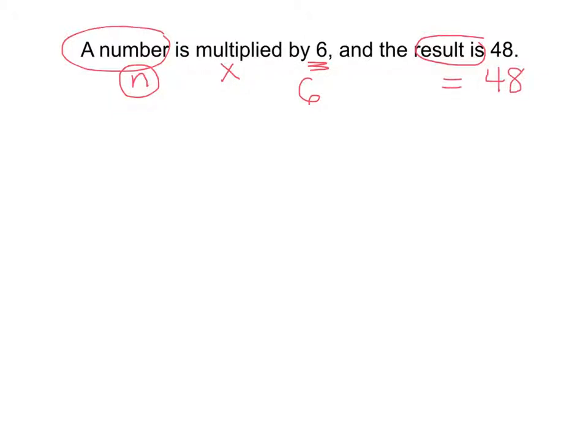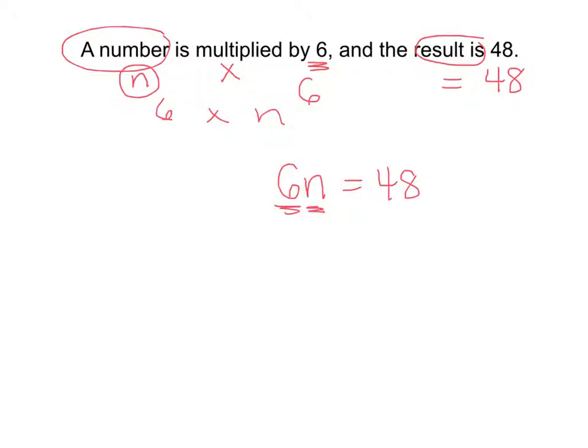So how do I write this as an equation? How do I show n times a number? Good. So we want to show that n times 6, or like I said, 6 times n is the same thing. So we would write it as 6n equals 48. So a number multiplied by 6 is equal to 48.